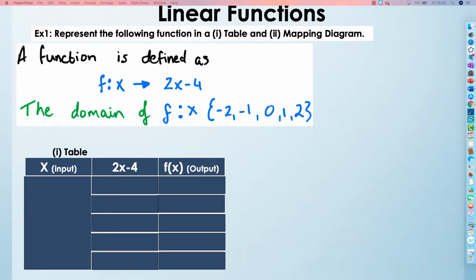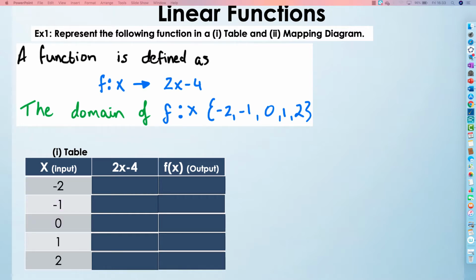Here is x, our inputs. This is our function, 2x minus 4. And this is our outputs. So our inputs are minus 2, minus 1, 0, 1, and 2. Our function is 2x minus 4. So we're going to change our x to our input, because in 2x minus 4, x is our input. Does that make sense? So instead of x, we're going to put what? Minus 2, exactly. So it's going to be 2 times minus 2 minus 4. Minus 8.